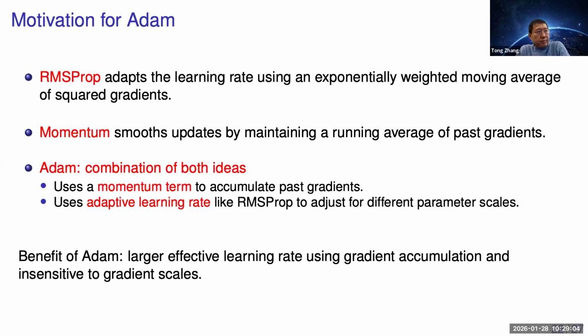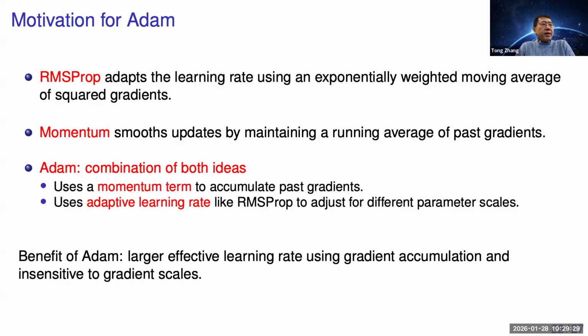Essentially, it does the following. The momentum term accumulates past gradients. So this is a momentum update. But then instead of using momentum SGD, it uses adaptive learning rates. In particular, they use RMSProp to adjust for different parameter scales, which will solve your vanishing gradient problem.